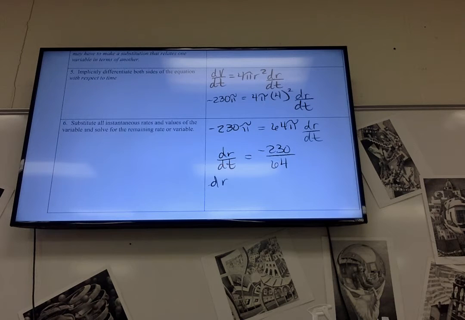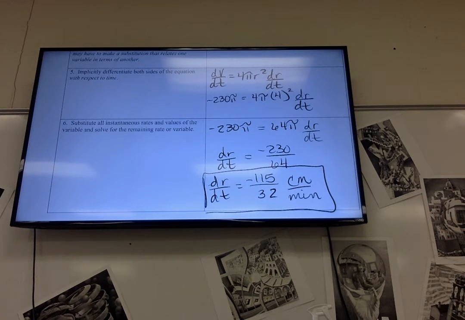That'll reduce. I know 2 will go into it. Negative 115 over 32, and that's centimeters per minute, right? Yes, that's what we had figured out at the beginning. So that's the rate at which the radius is shrinking.